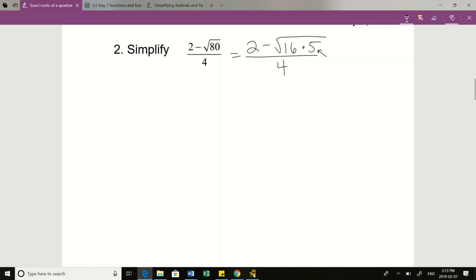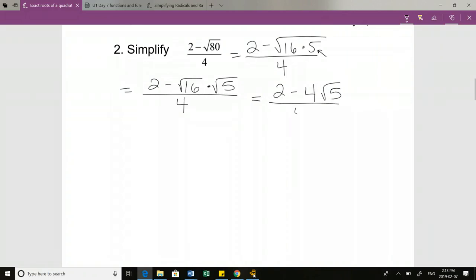Okay, so we'll split this guy up. So the root of 2 products is equal to the product of those 2 roots. And then we can just square root the perfect square part of this. So we get 2 minus 4 root 5 all over 4.